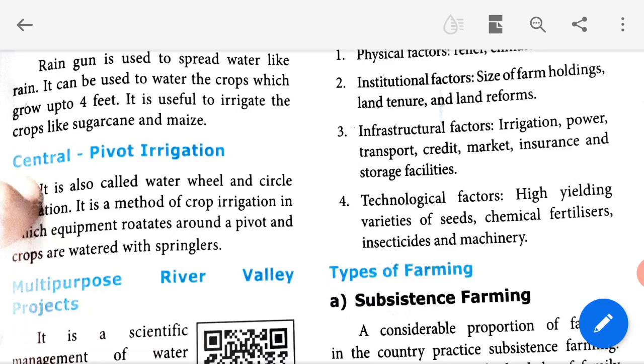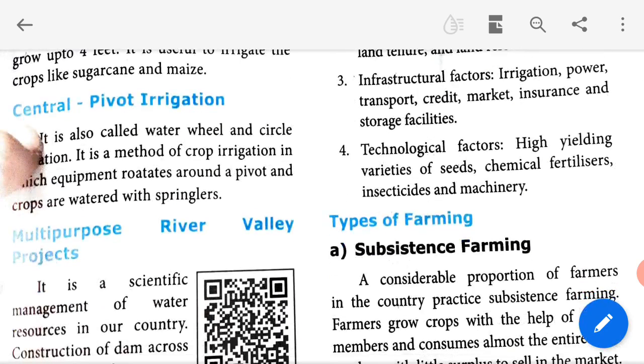Infrastructural factors, whether it is irrigation, power, transport, credit, that is market, insurance and storage facilities. So all this should be there. You should be able to irrigate that land, you should be able to give power to that place, you should be able to transport the things to that place, you must give credit, you must have markets for those, you have to give insurance. Technological factors, high yielding variety of seeds. So once you want to do agriculture, you must use good seeds. Chemical fertilizers are necessary. Insecticides, you need medicines to kill those insects, and you need also machineries.